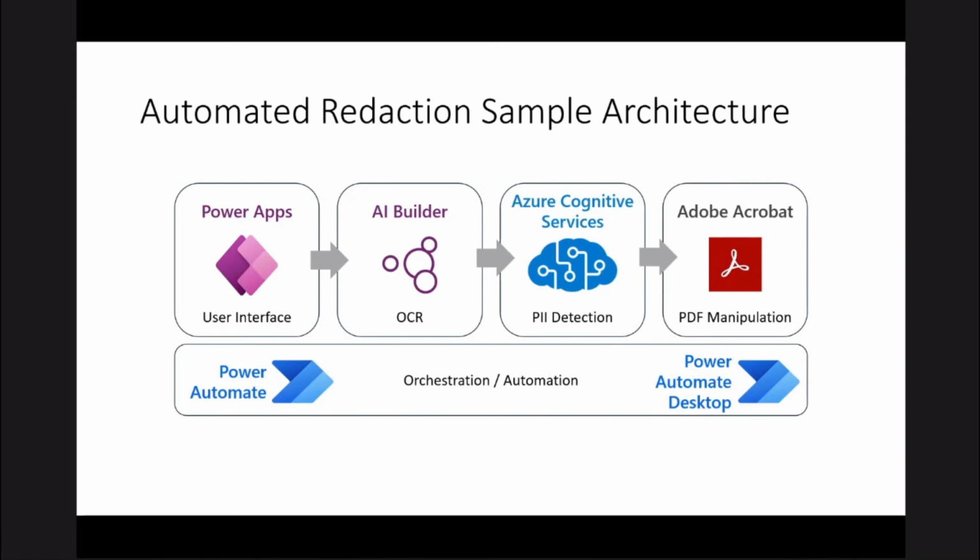You'll notice to go from Azure Cognitive Services to Adobe Acrobat, we are going from the cloud to a desktop application. To facilitate that transition, we're going to be using what's known as Power Automate Desktop, and that is the Power Platform's RPA tool.